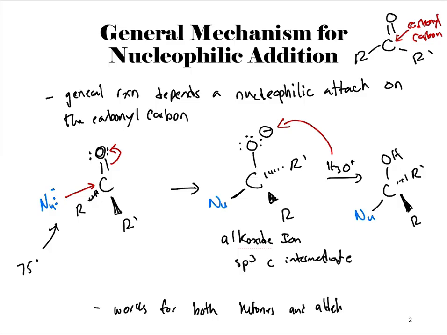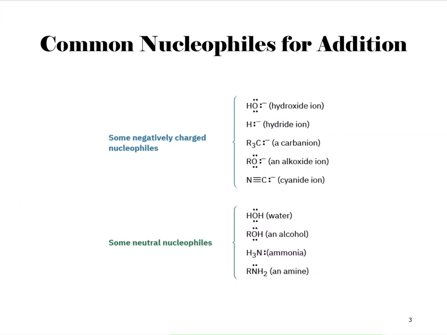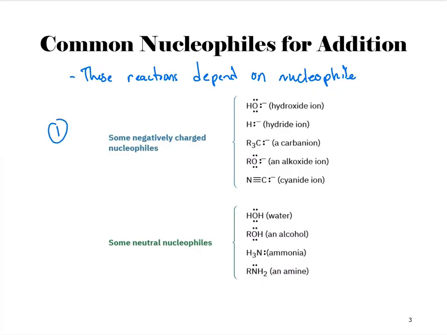And so as you can imagine, this is going to depend a lot on the type of nucleophile that we have, right? So these reactions depend on the nucleophile, right? So these are two different classes. We have our charged nucleophiles, negatively charged, and also our neutral nucleophiles.